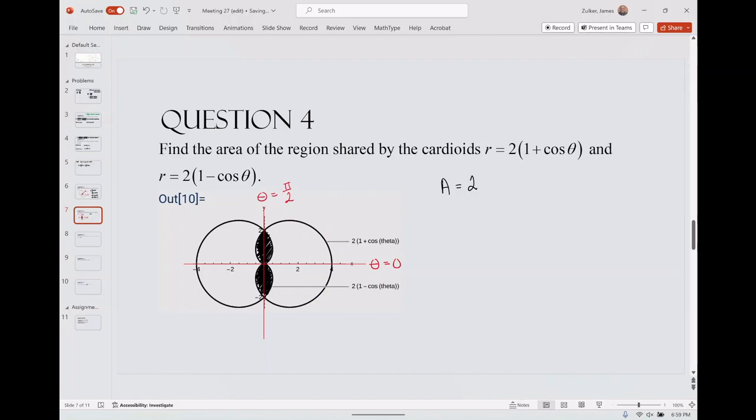Four times a half, integral 0 to pi over 2 of r squared. So which r are we looking at? 2 times 1 minus cosine. That curve there is part of the 2 times 1 minus cosine. And remember, that's being squared. 1 minus 2 cosine of theta plus cosine squared.